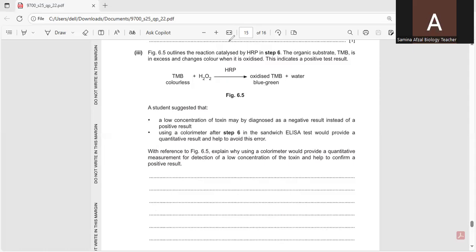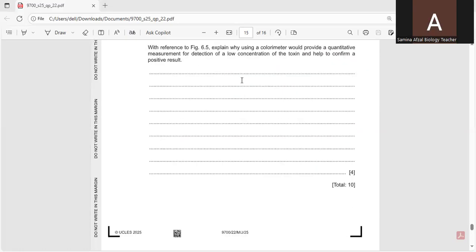So a student suggested that a low concentration of toxin may be diagnosed as a negative result instead of a positive result. So using a colorimeter after step 6 in the sandwich ELISA test would provide a quantitative result and help to avoid this error. With reference to figure 6.5, explain why using a colorimeter would provide a quantitative measurement for detection of a low concentration of the toxin and help to confirm a positive result. So we have to write its answer.